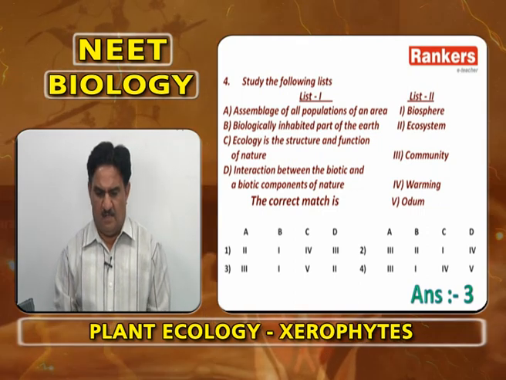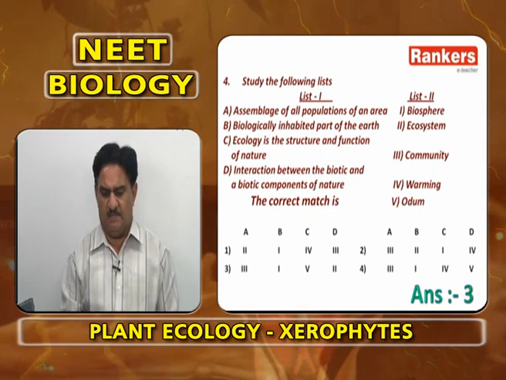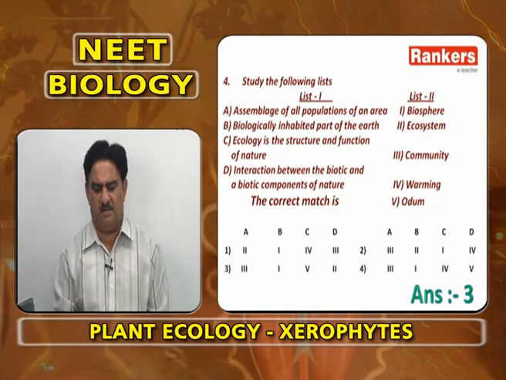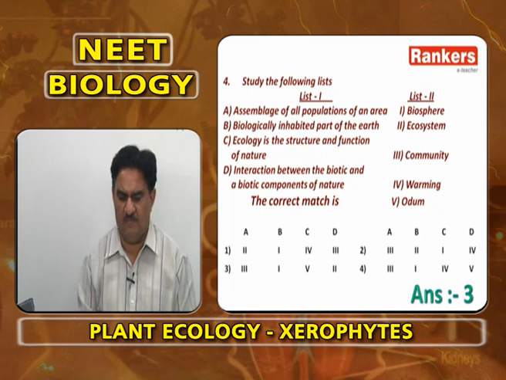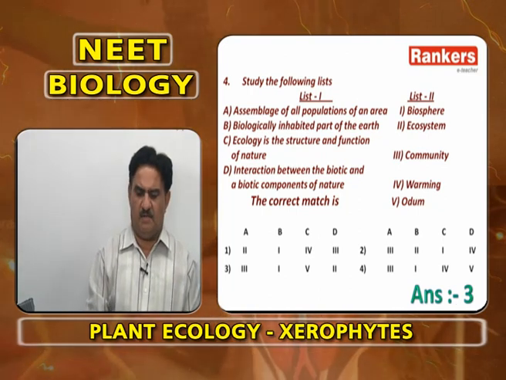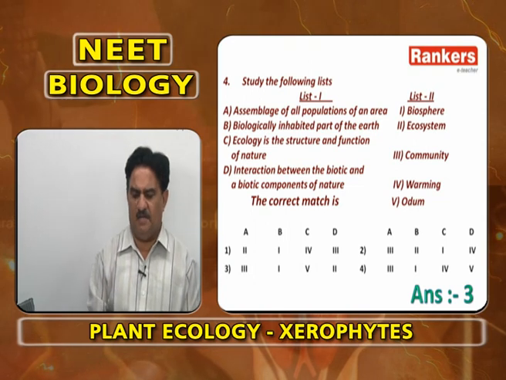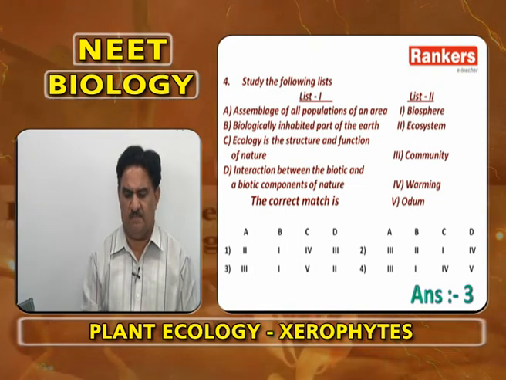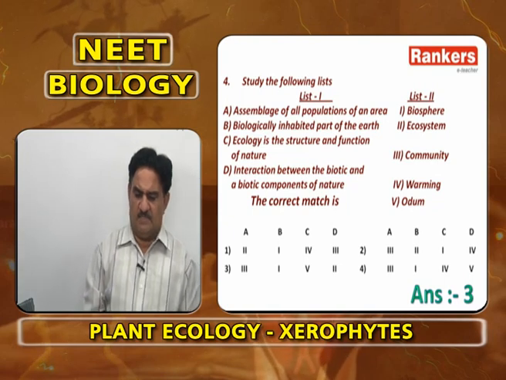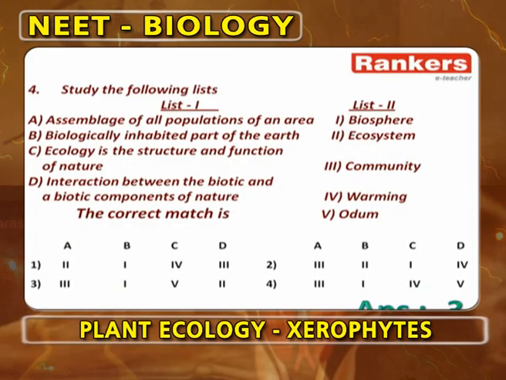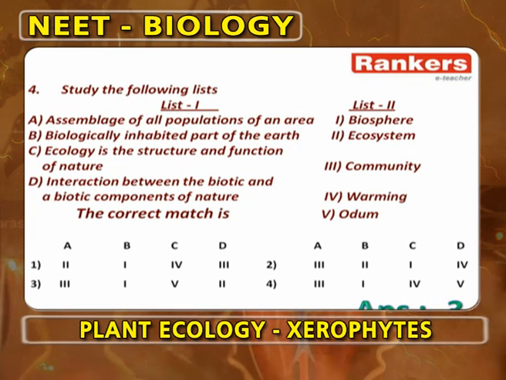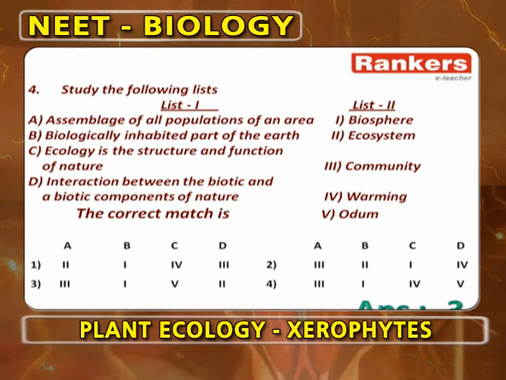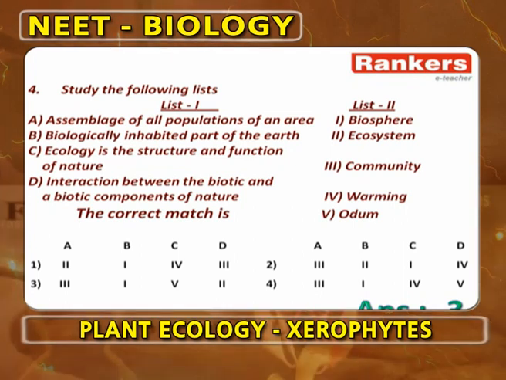Ecology is the structure and function of nature is the statement given by Odum, a very famous ecologist. Interaction between the biotic and abiotic components of nature is ecosystem. So, assemblage of all populations in an area is community. Biologically inhabited part of the earth is biosphere. Ecology is the structure and function of nature, the statement given by Odum. And interaction between the biotic and abiotic components of nature is called ecosystem. So, A3, B1, C5, D2 is the answer. So, the fourth question answer is 3.